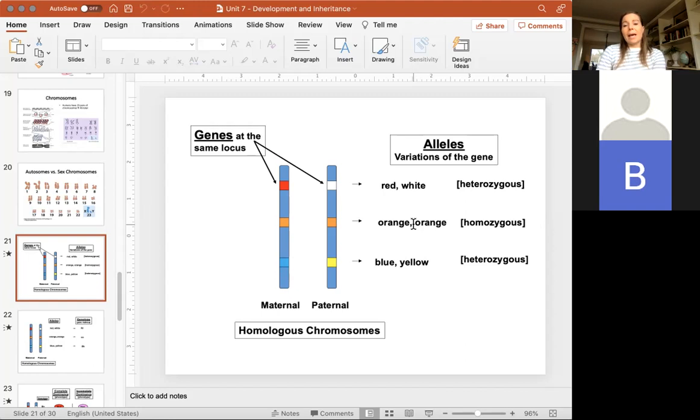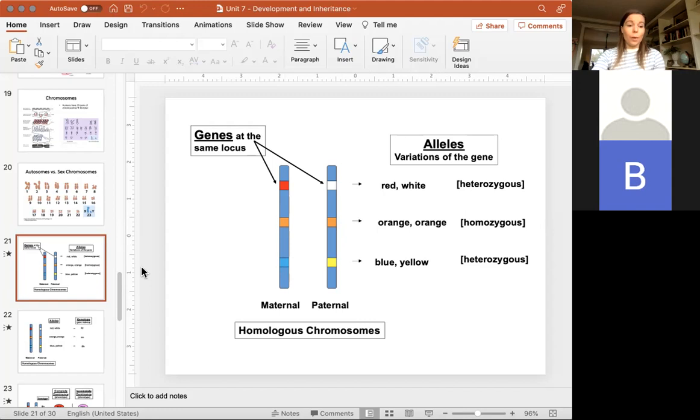Okay, so you might say, and I'm again totally making this up, if this was the gene for hair color, the genotype would be that this person is homozygous and they have two orange alleles for that gene. The phenotype would be the physical characteristics that you see as a result. So the physical characteristic would be that they have orange hair.